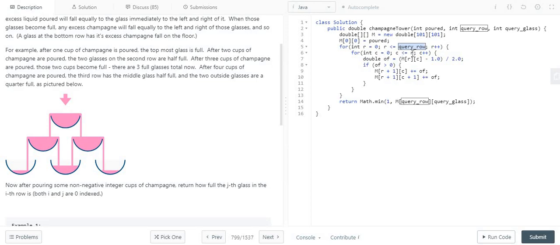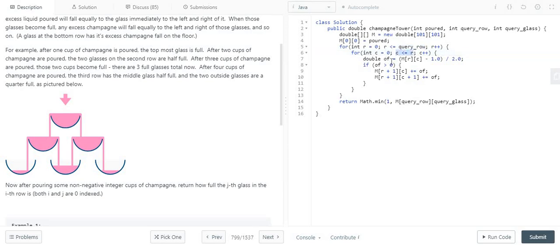So 0 0. Why am I doing this calculation over here, why is this logic written over here as a condition? For every row you have to iterate through that row's number of columns. If the row is 0, you iterate through only one column, because if you consider this first row, only one glass is there. If we consider the second row, the query row will be 1, and the column iterations will be 0 and 1, because we have to pour the champagne into both glasses. That's why this condition is written over here.